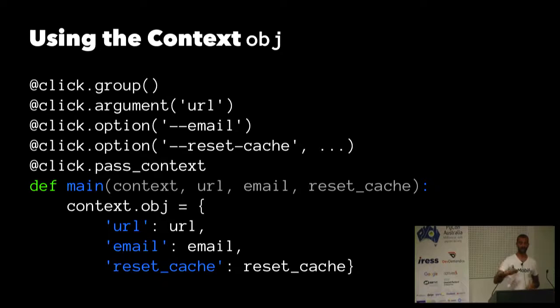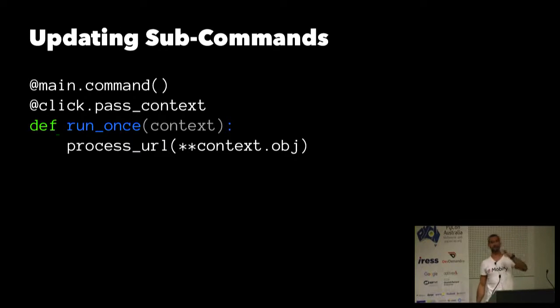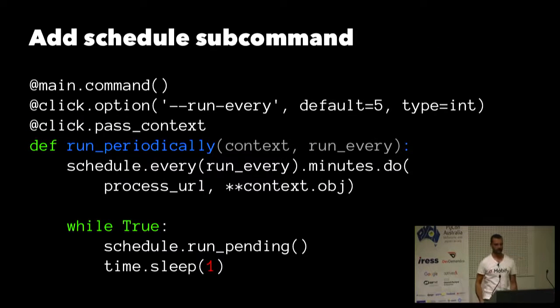So in our group, we can basically take all the options that are global, put them into that main group entry point, and then just throw them into a dictionary and attach them to that context object. And then in our individual subcommands, all we have to do is basically say pass context because we want to get the context. And we can take that context and have access to all the data that we put in there earlier. And that makes it very easy to see what's going on here. And we only have one additional option on that run periodically function.